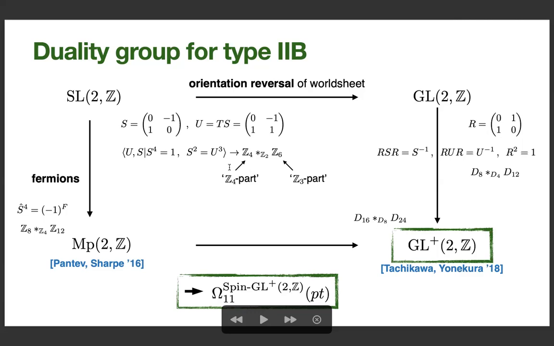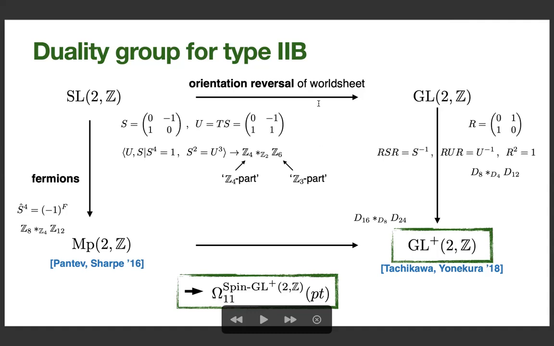And in the following, I will come back to the Z4 part and the Z3 part of the duality, and I will refer exactly to the part that is generated by S and the part that is generated by U. Now, extending by fermions, S to the 4 is no longer the identity, but it's actually given by fermion number. And again, you can associate an amalgamated product, an amalgam, which is now twice as large. So you have a Z8 and a Z12 factor.